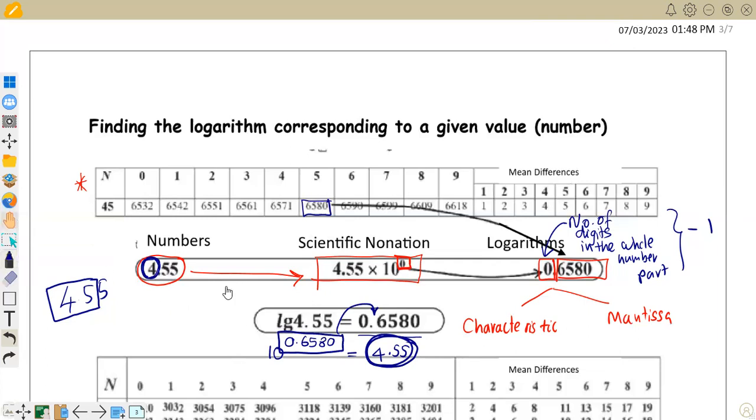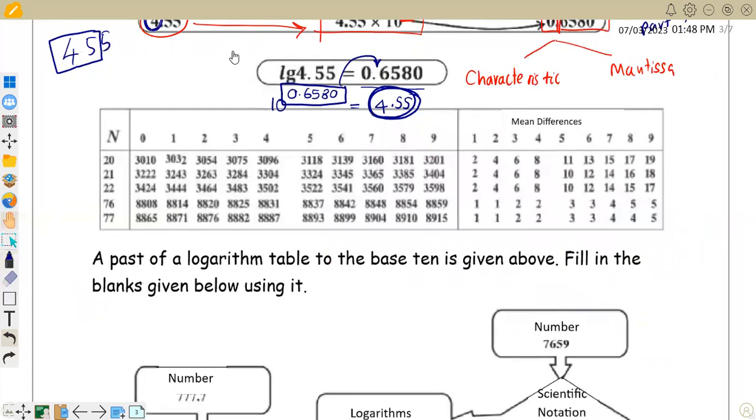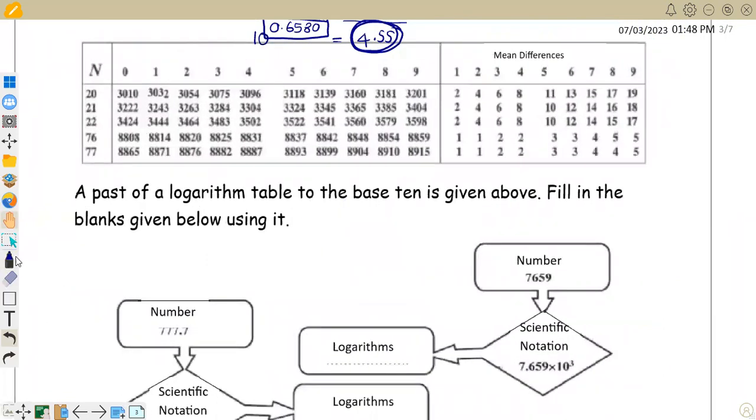Then let's move to an exercise. Here you have been given a part of a logarithm table. A part of a logarithm table to the base 10 is given above. Fill in the blanks given below using it. Here look at the number. The number is 7659. Then count how many digits are there in the whole number part. Actually now it is a whole number, there's no decimal part. Then 1, 2, 3, 4. Now subtract 1 from 4. It is 3. It is the characteristic.